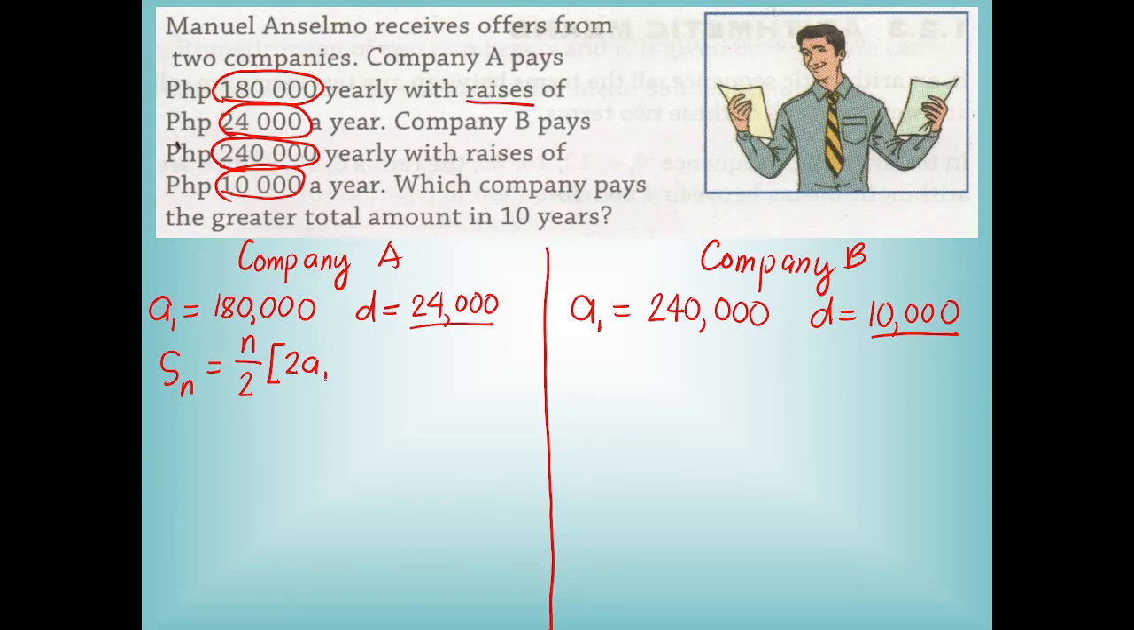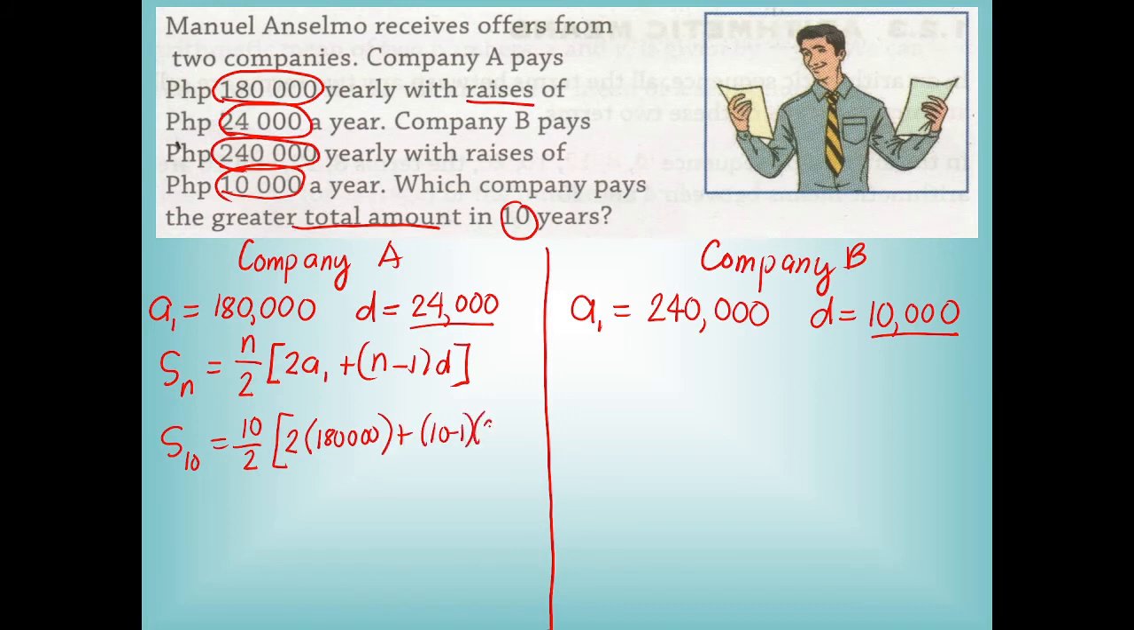N minus 1 times D. Okay, let's substitute everything. You know for a fact that we will be solving the total amount in 10 years. Mao nang S akong gigamit kay total amount. So we have S sub 10, that's 10 divided by 2, we have 2 times the first. This is 180,000. Plus 10 minus 1, the increase is 24,000. Okay, let's solve everything here. So this is 5. Multiply this. This is how much?